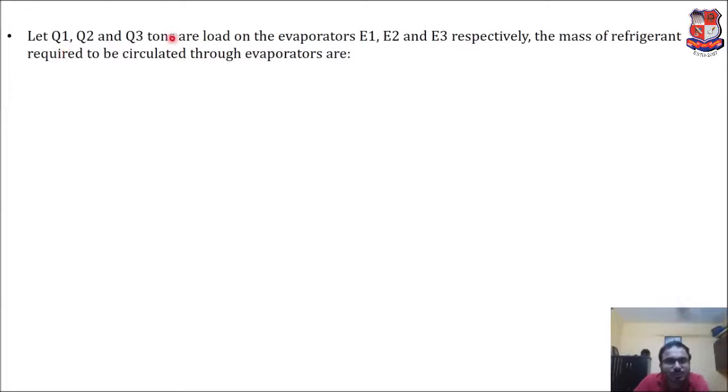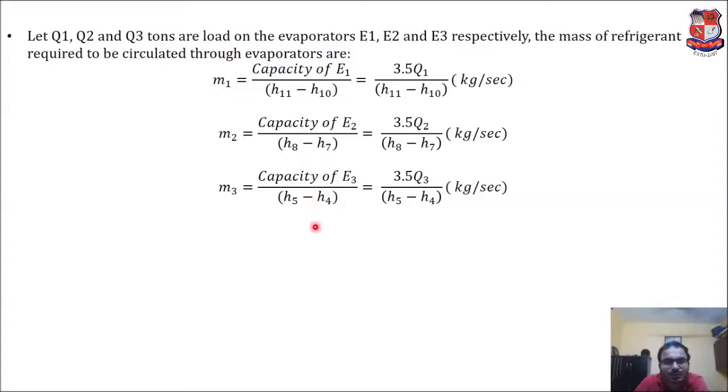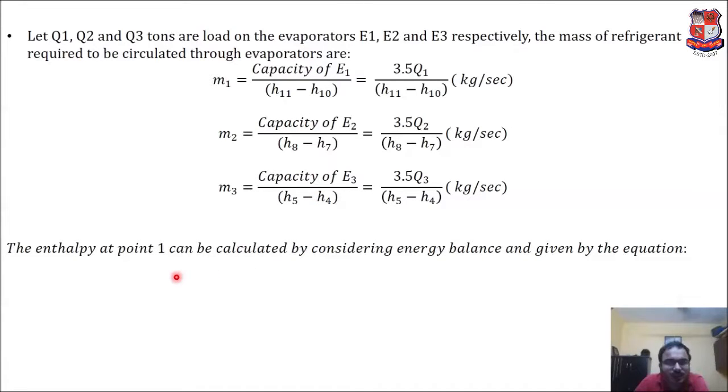Now let Q1, Q2, Q3 be the loads on evaporators E1, E2 and E3 respectively. The mass of refrigerant required to circulate through each evaporator is given by these formulas, which are already known to you. Now the enthalpy at point 1 can be calculated by considering the energy balance. This is quite easy to understand. So once you take the energy balance at point 1, you will easily obtain this formula.